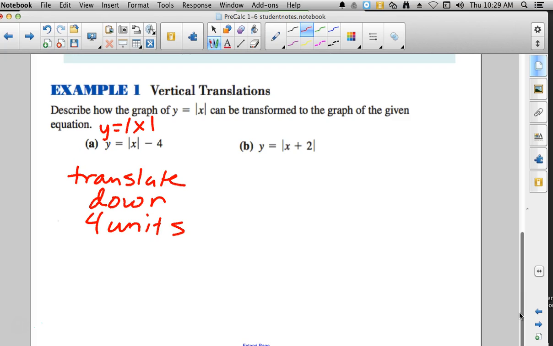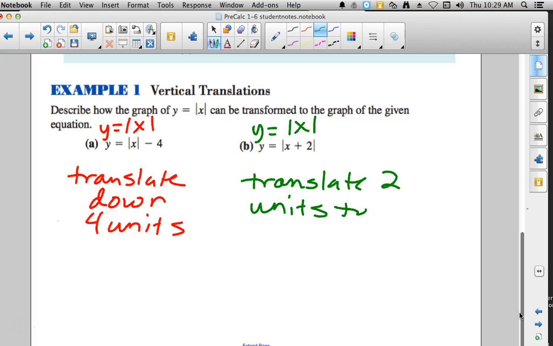So this one over here, comparing that to the absolute value of x. Is that 2 attached to our x this time? Yep. So we think, okay, that's the one where I have to think backwards. So +2, I'd normally think is to the right, but this will actually be translate 2 units to the left.